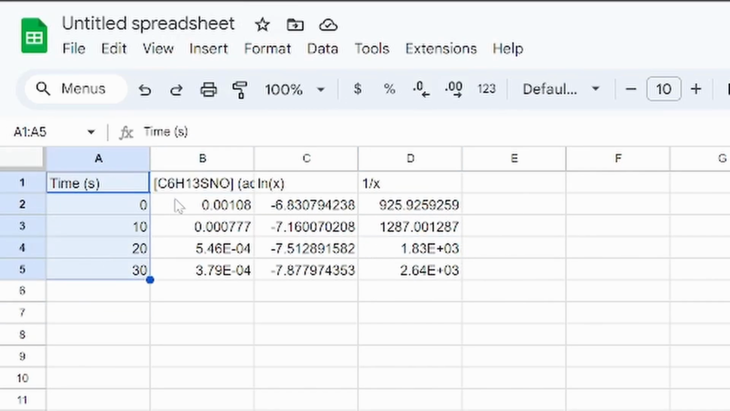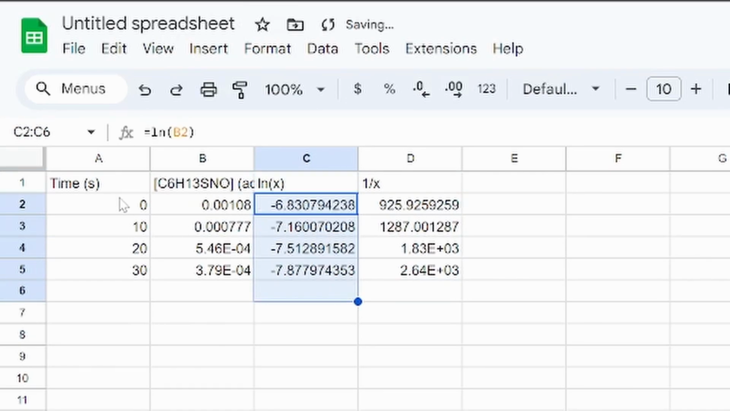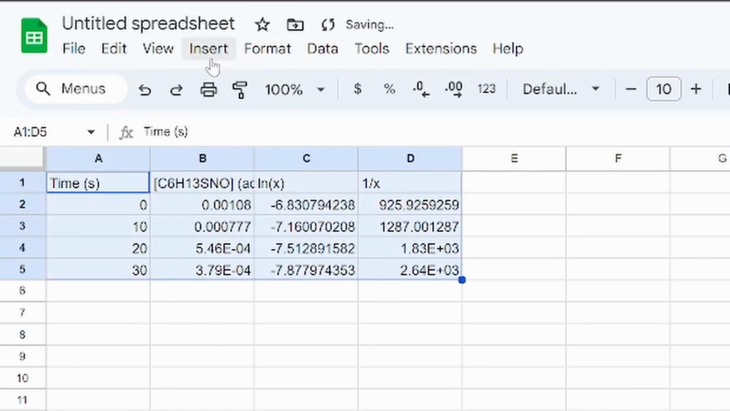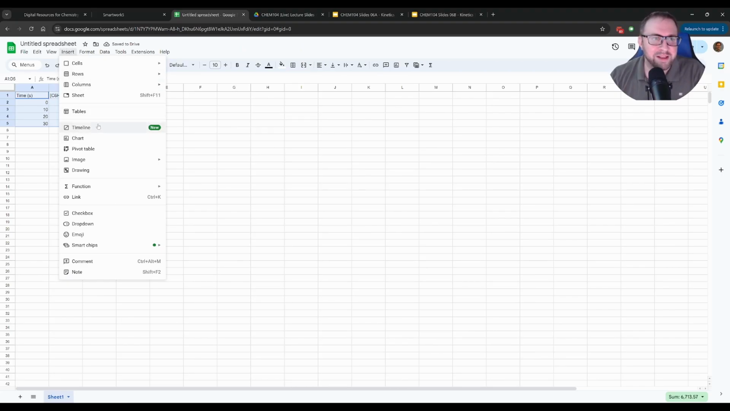So I have my time versus concentration. This would be 0 order. Natural log, this would be first order, and 1 over x, which would be second order. All right, we already know that this one will be the most linear, but why don't we plot all of these? When I plot all of these, let's just see what happens.